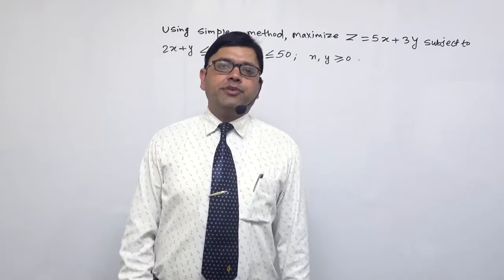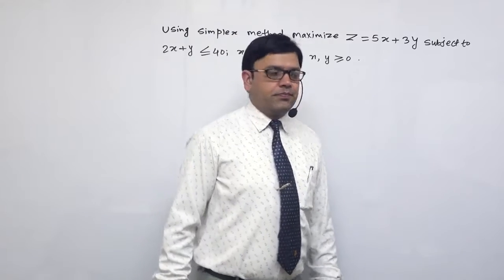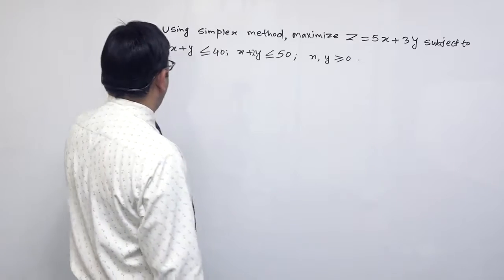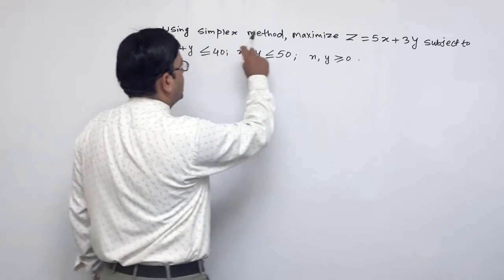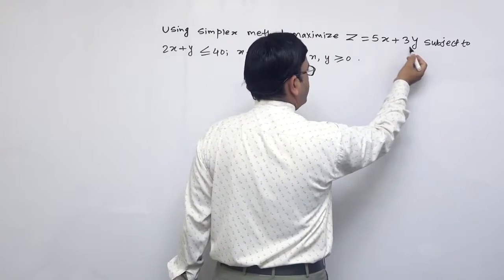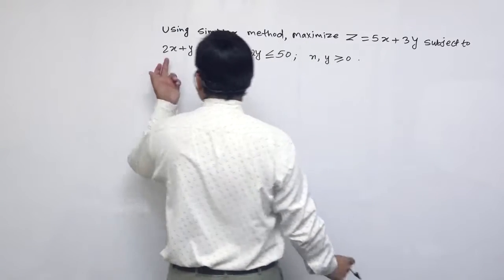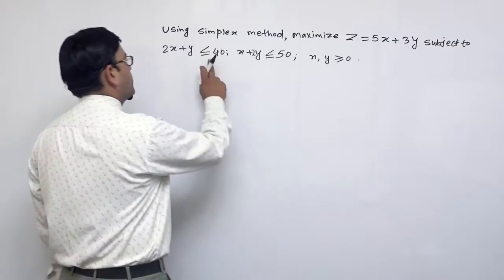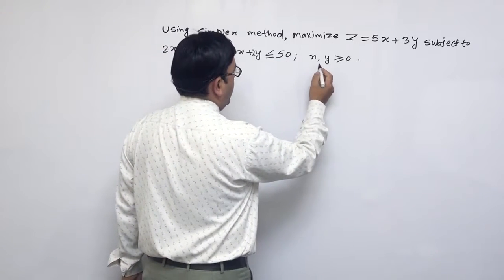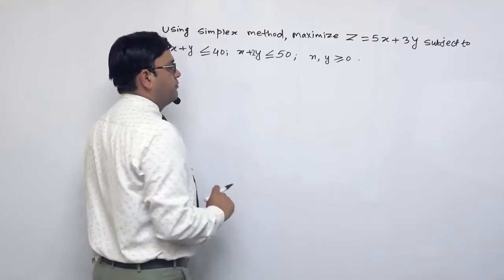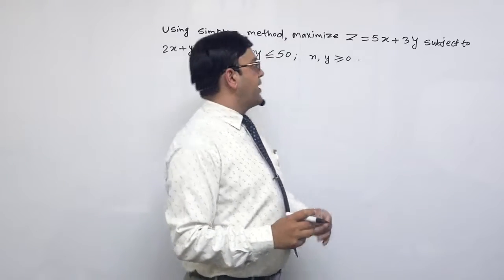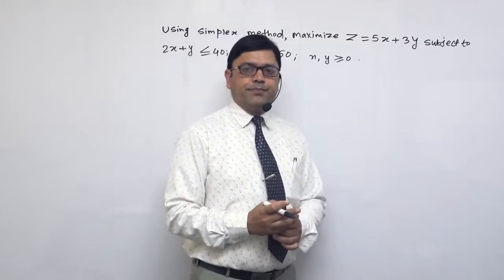Students, now we are going to start another question of linear programming problems. Our question is: using the simplex method, maximize z is equal to 5x plus 3y, subject to 2x plus y is less than or equal to 40, x plus 2y is less than or equal to 50, and x, y is greater than or equal to 0. So how can we solve this question by using the simplex method?